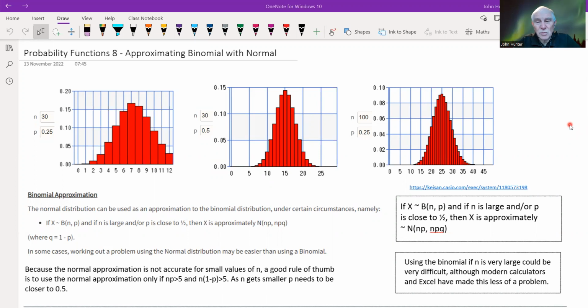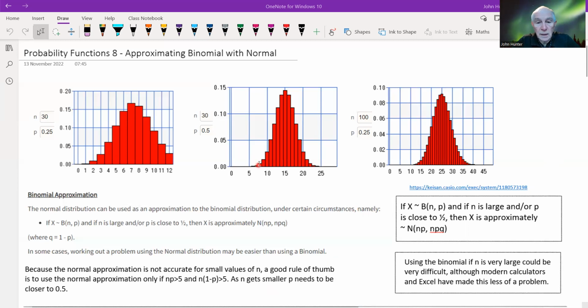Traditionally, we've done this with large values of n, if we have very large samples. It's less of an issue nowadays, to be honest, because the calculators can cope with quite big numbers. In practical terms, we may be less likely to do it, but it's still a useful thing to be able to do. Now, when can we do it? When is it a reasonable thing to do?